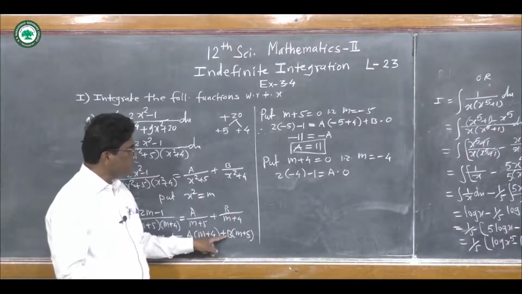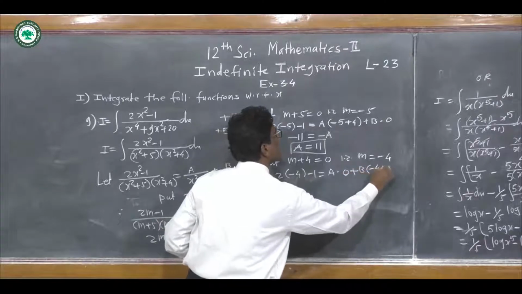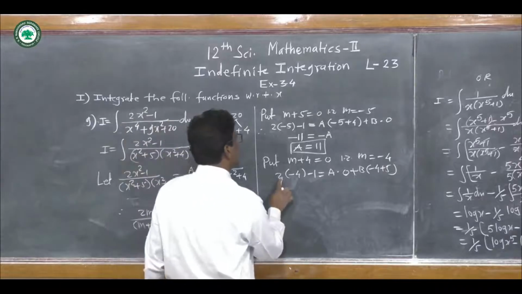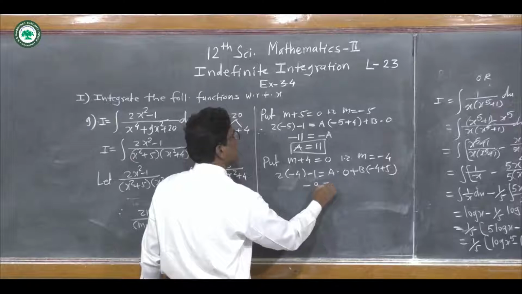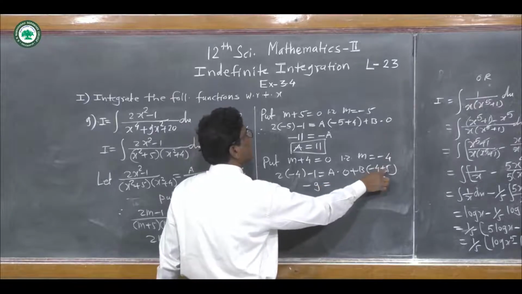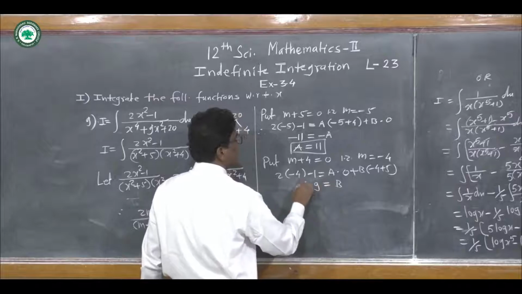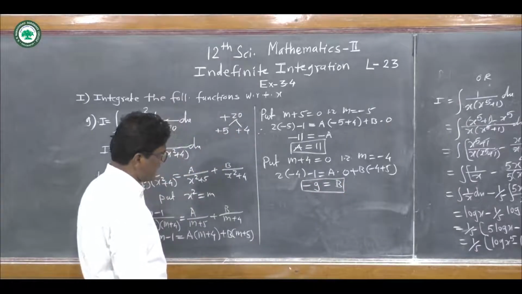So a into 0 plus b into minus 4 plus 5. Minus 4 and plus 5. So 2 fours are 8. Minus 8 minus 1, minus 9, is equal to minus 4 plus 5, that is 1. So 1b. So b is equal to minus 9. We get here b is equal to minus 9.